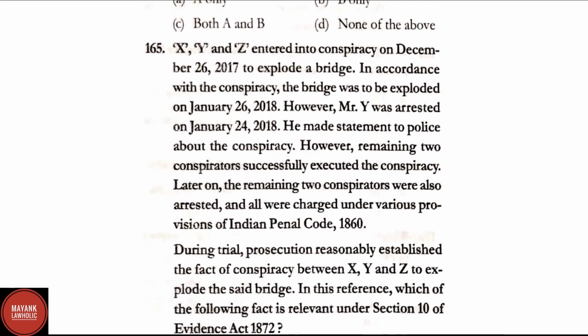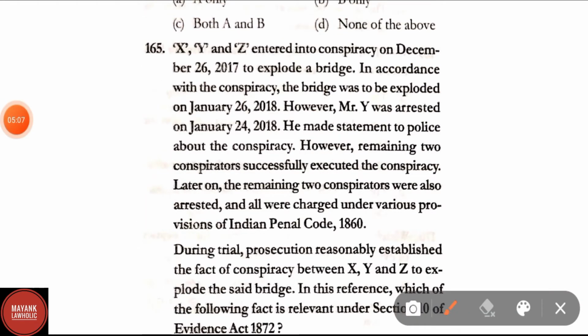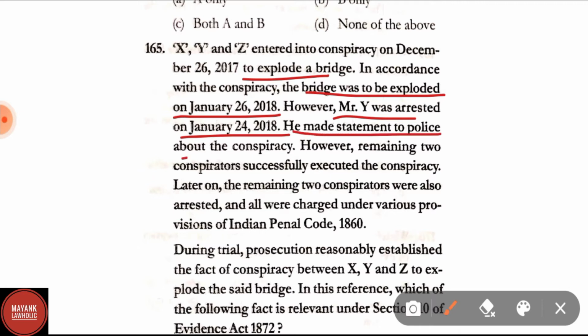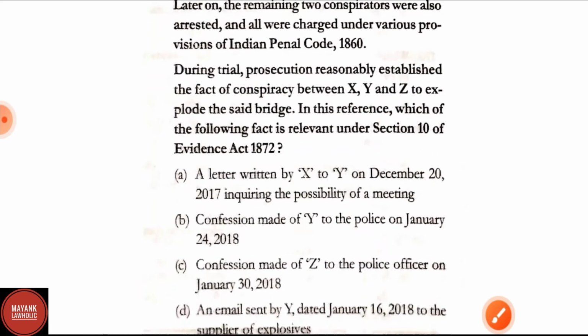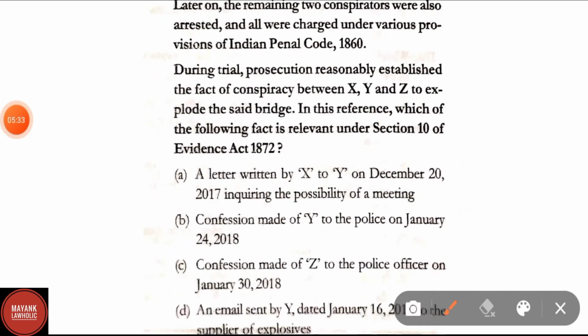Question number 165. X, Y and Z entered into a conspiracy on December 26, 2007 to explode a bridge. In accordance with the conspiracy, the bridge was to be exploded on January 26, 2018. However, Mr. Y was arrested on January 24, 2018. He made a statement to the police about the conspiracy. However, the remaining two conspirators successfully executed the conspiracy. Later on, the remaining two conspirators were also arrested and all were charged under the provisions of the IPC. During trial, the prosecution reasonably established the fact of conspiracy between X, Y and Z, who exploded the said bridge.